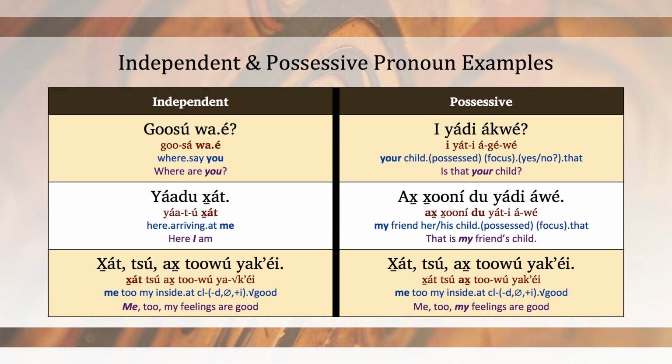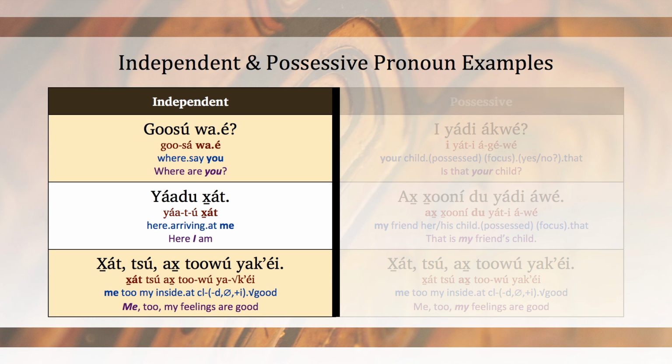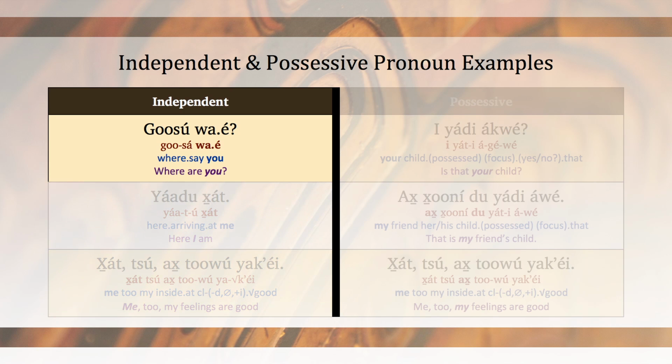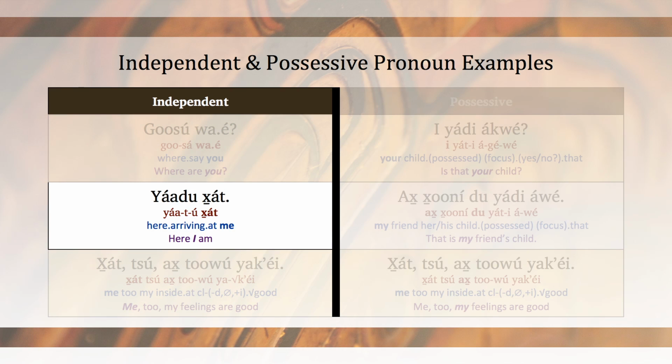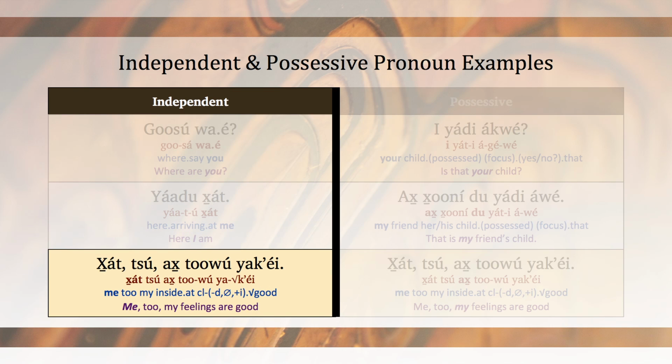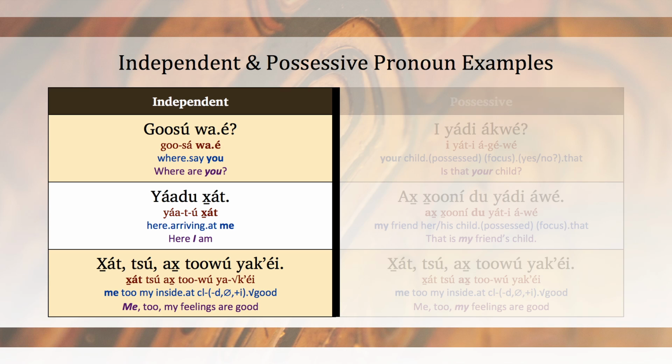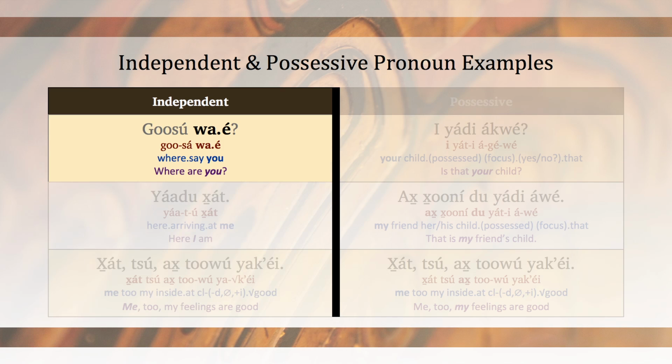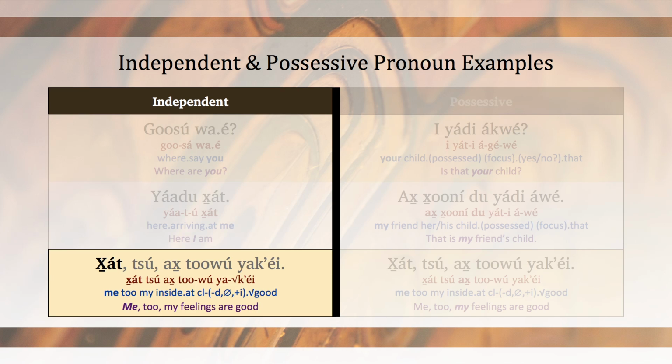Let's start by taking a look at independent and possessive pronoun examples. On the left-hand side, we'll start with independent pronouns, which are not attached to anything grammatically. Here we have gusu wa'eh, ya tu khat, khatsu achtuwu yak'e. In these 3 samples, there are grammatical things going on, but there is a lack of verbs tied to these independent pronouns. The independent pronouns are wa'eh, khat, and khat.